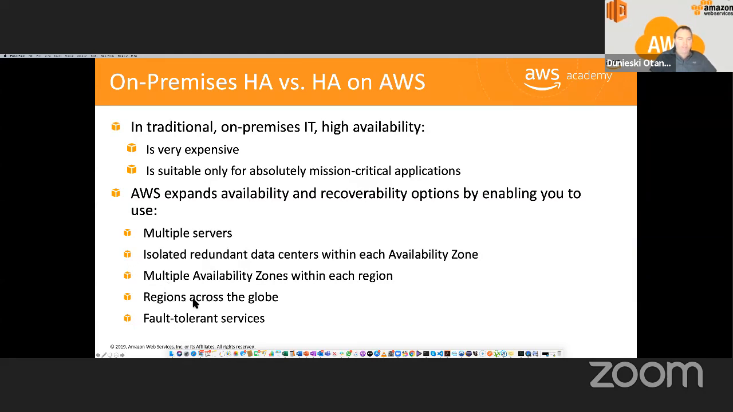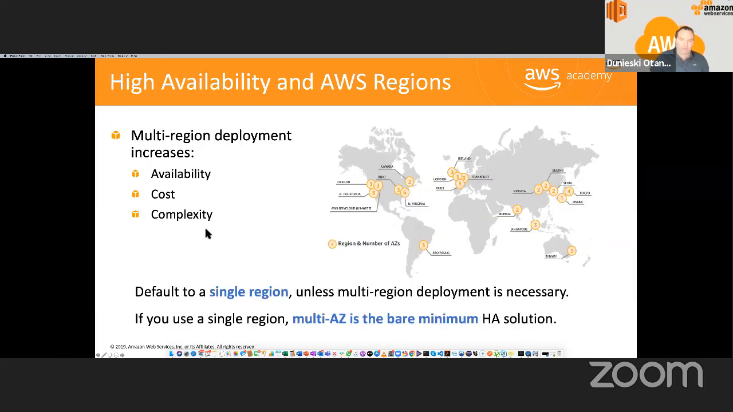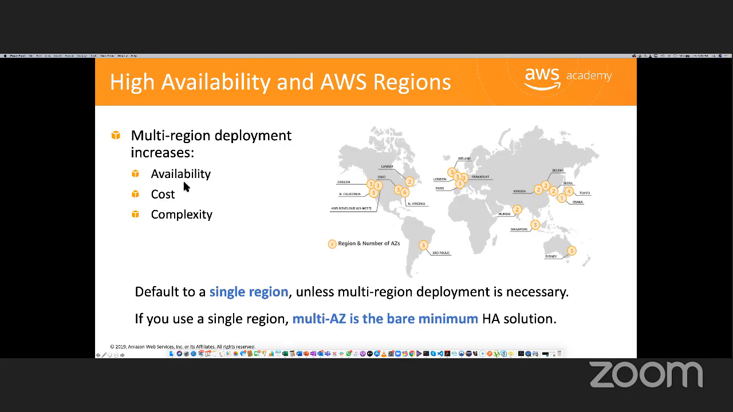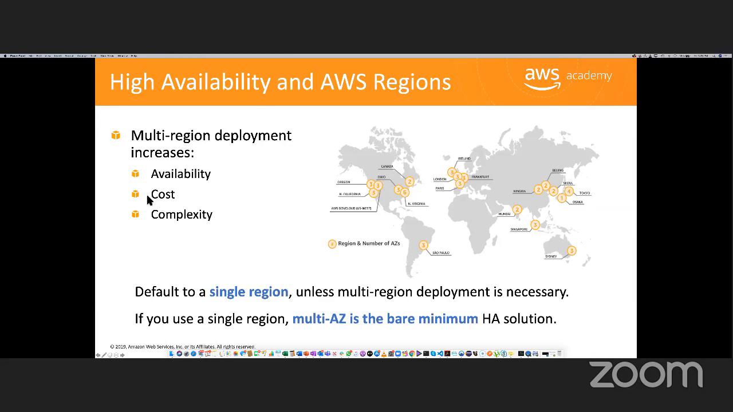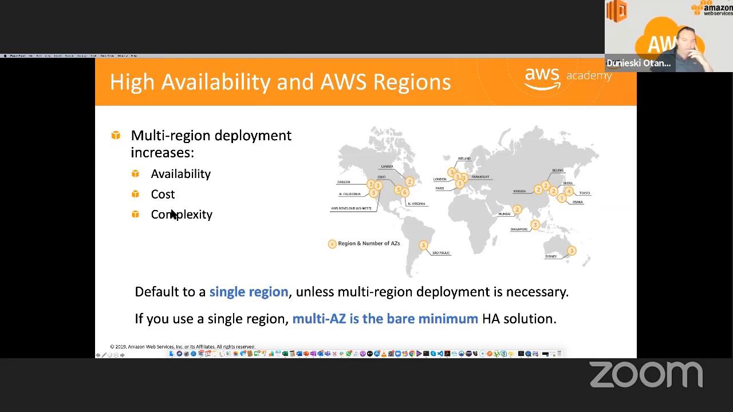So, of course, we have several regions across the globe, like 24 and 3 in the works, like we spoke about last class. Multi-region deployment increases availability and increases what? Cost, right? Of course, you're highly available, more resilient, more redundant, but you have to pay more. And of course, it's more complex. You have more resources, more availability zones, more regions, more features. It's going to be much more complex.